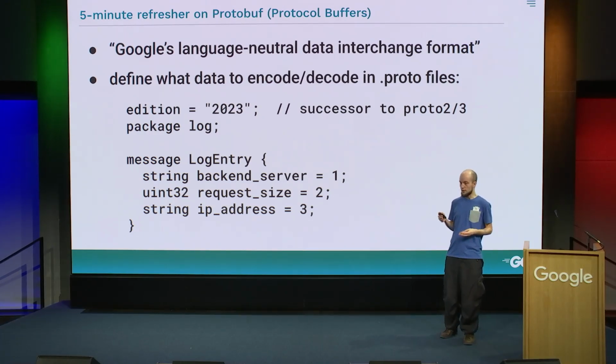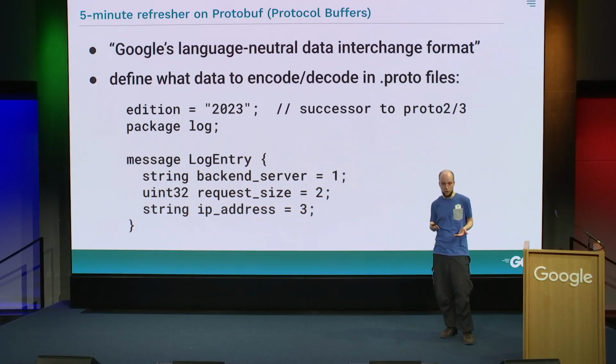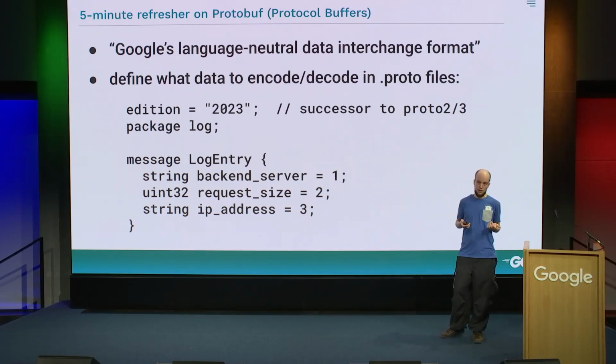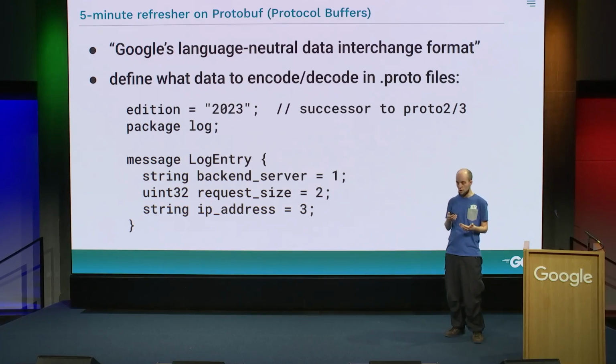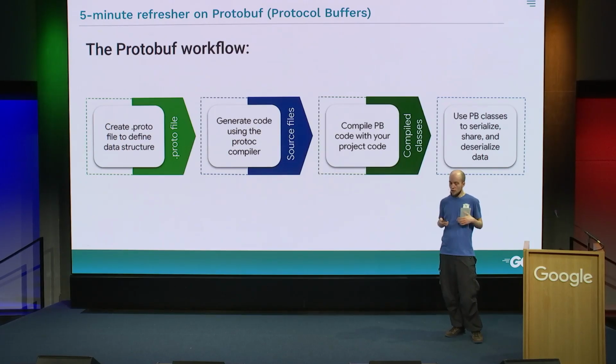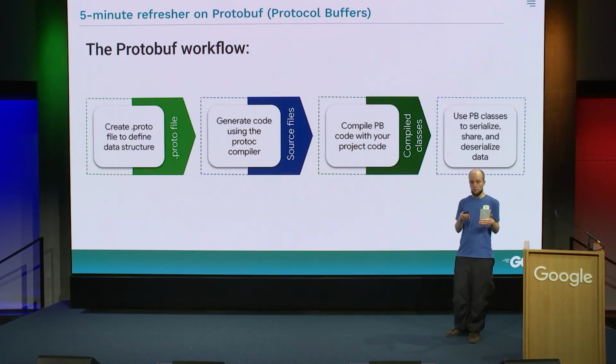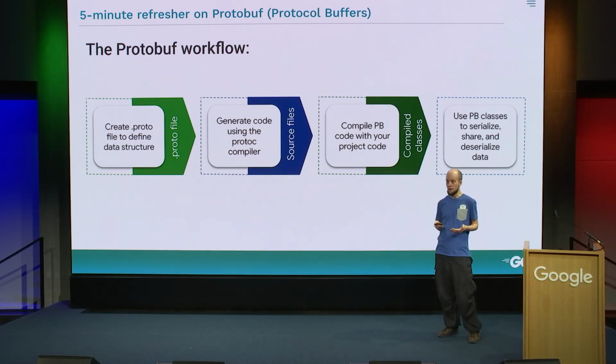So the request size can never exceed an unsigned integer of 32 bits, whereas the backend server can be an arbitrary string, right? It really depends on how you want to model your types. So the workflow of using Protobuf is as follows. You create the .proto file. This is what we've just seen on the slide.